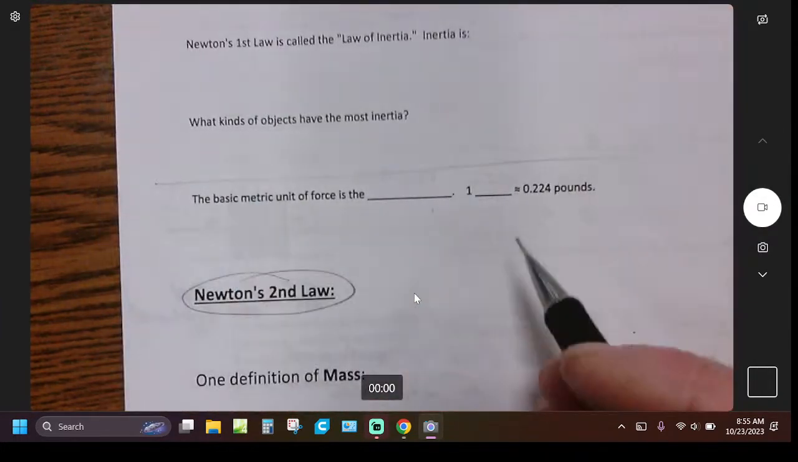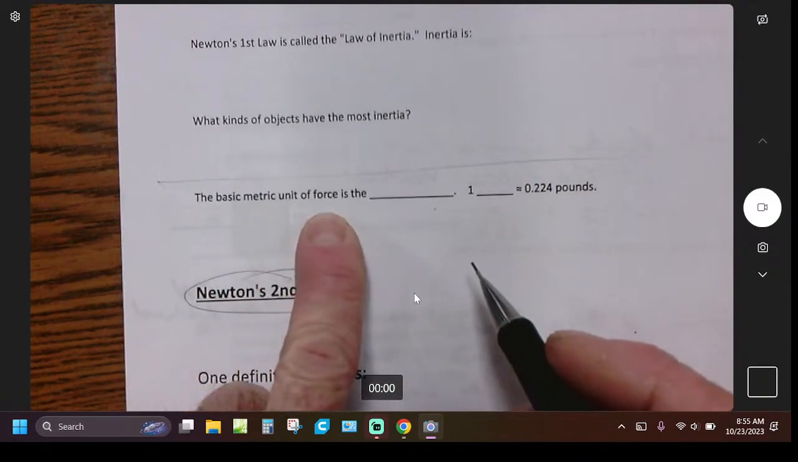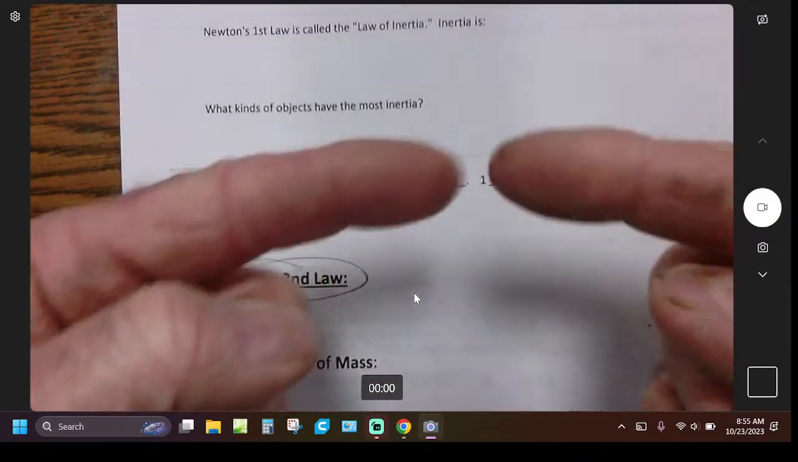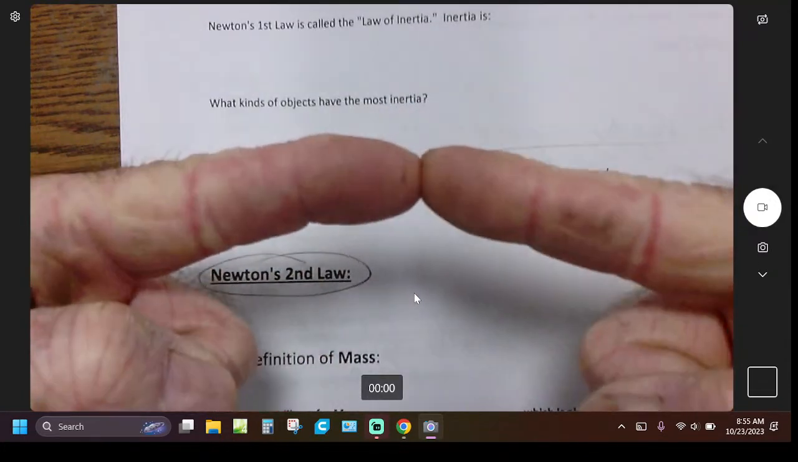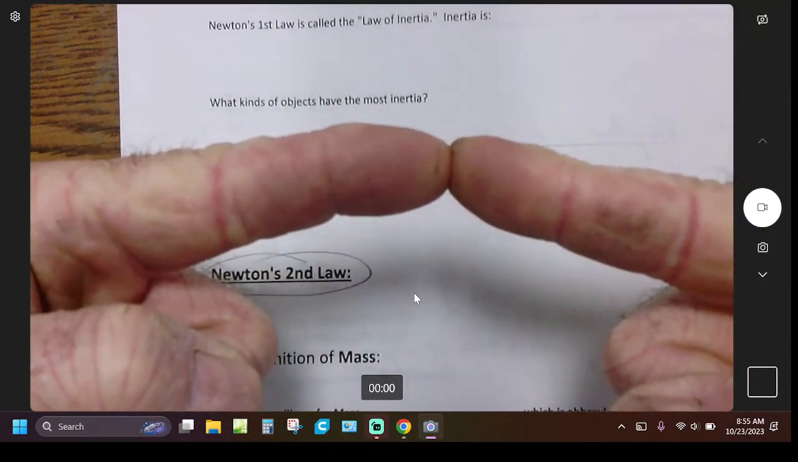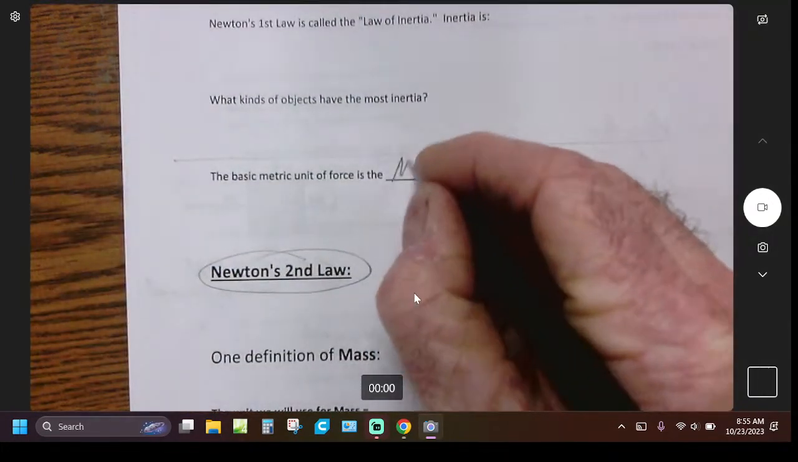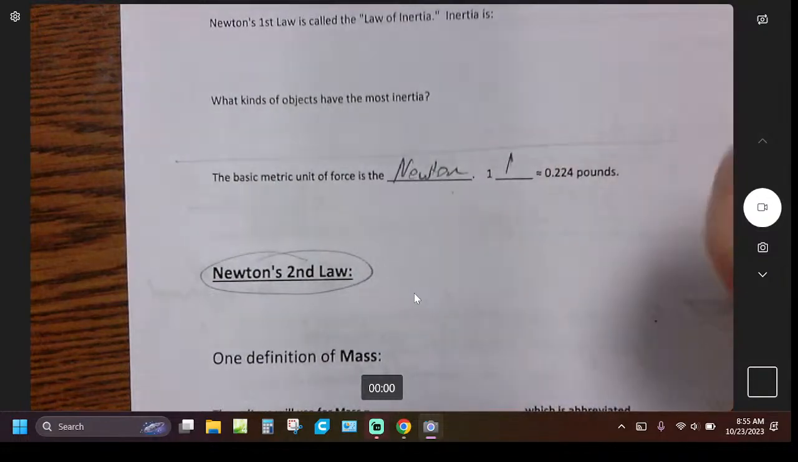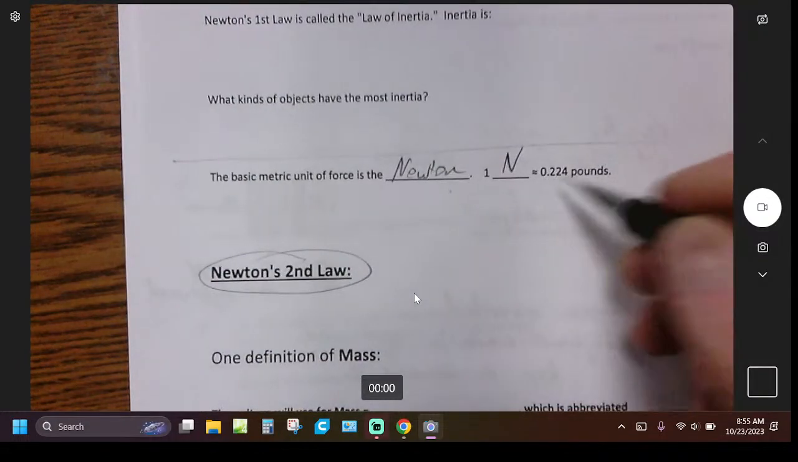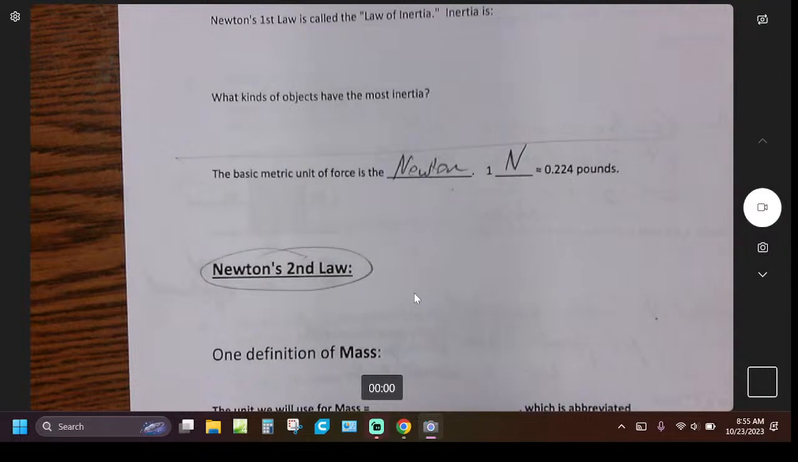And I'm just going to jump in right here. The basic metric unit of force. So if my 2 fingers are pushing one another, if I wanted to measure how hard they're pushing, what unit would I use in a physics class? A Newton. So it's a Newton. And a Newton, 1 Newton, capital N, is about 0.224 pounds. So a little less than a quarter of a pound.